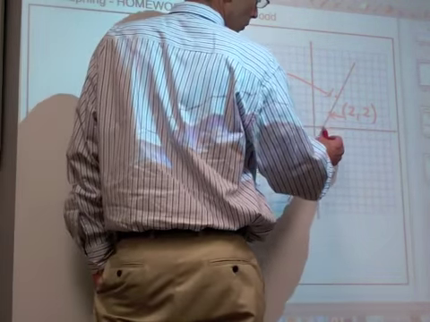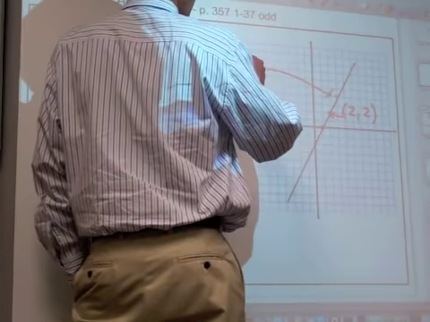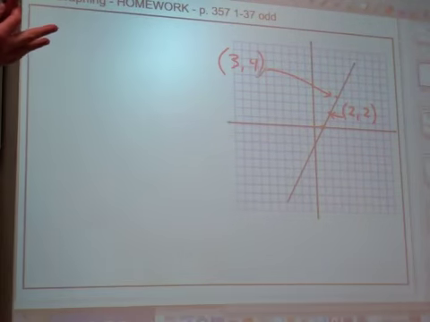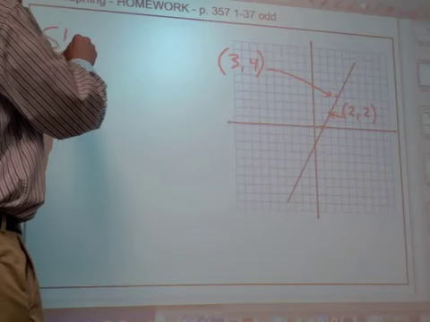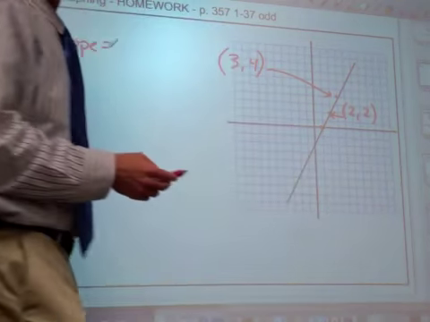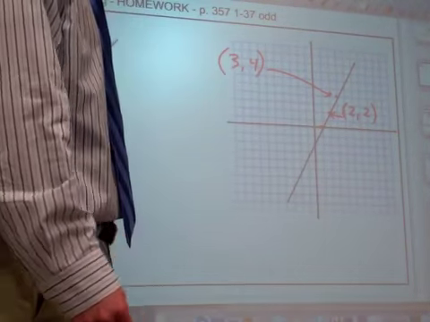This point right here is 3 for x, 4 for y. Now I do the same thing I just did to find the slope. I really only need two points. So you could choose any two? Exactly. I could choose any of the ones I have here.